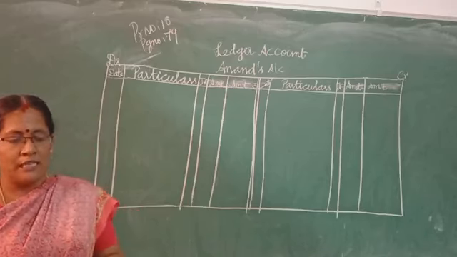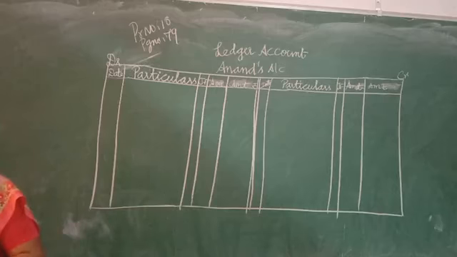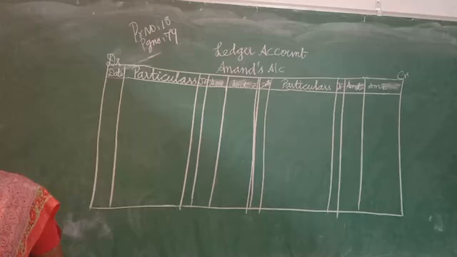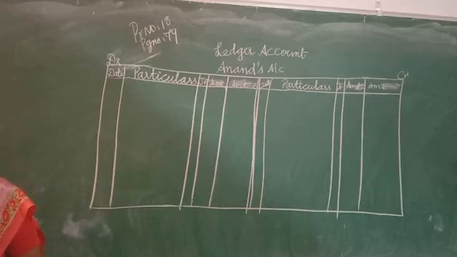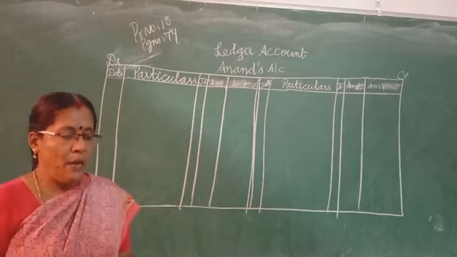So let us do the sum. Next one is goods purchased from Anand on credit. What is the journal entry? Purchases account debit to Anand account. Next, paid on 20th, paid to Anand. We have purchased 4000 rupees. While paying, we are paying only 3960 and the discount allowed by him is 40 rupees. That is paid to Anand.